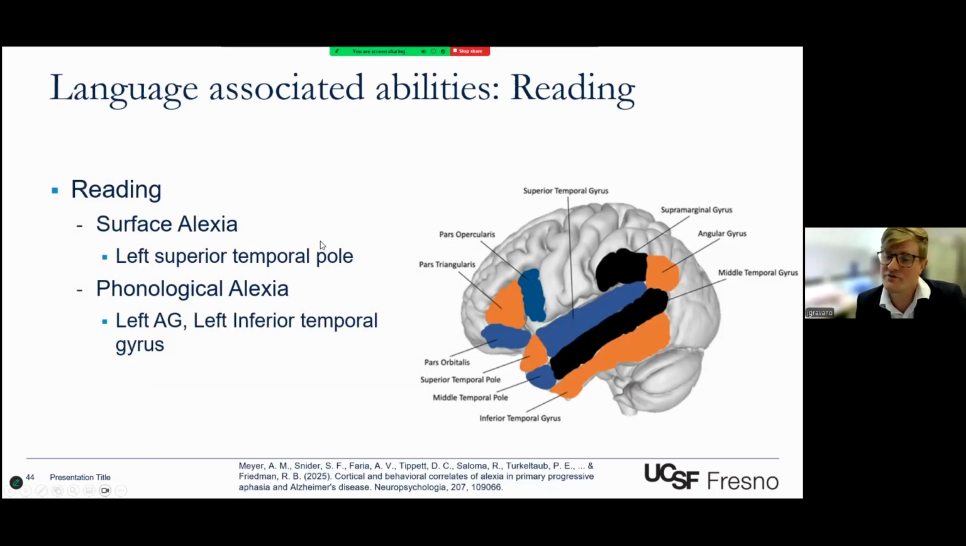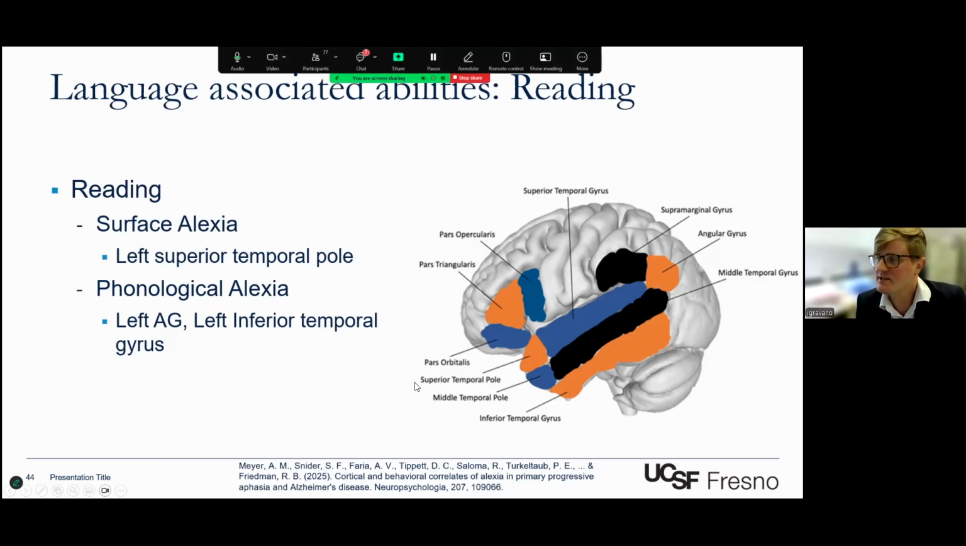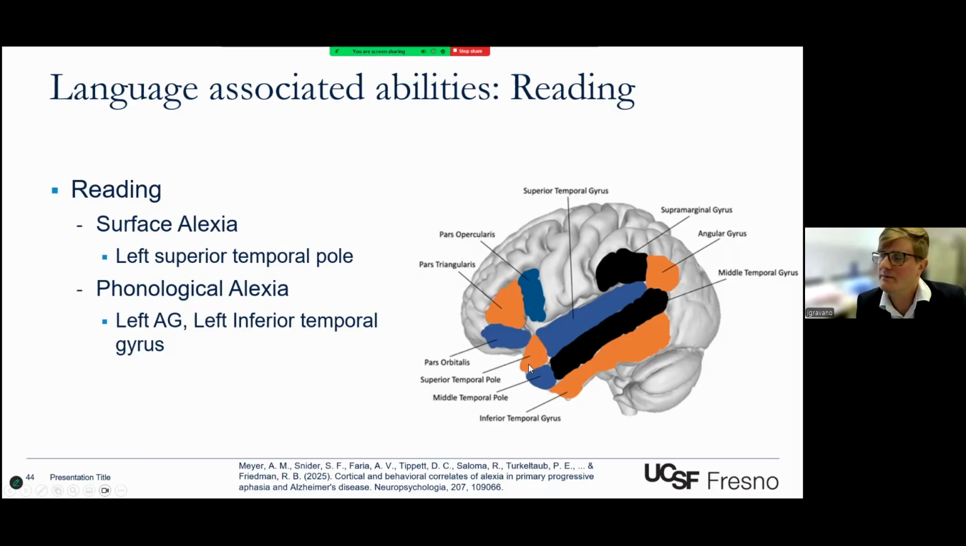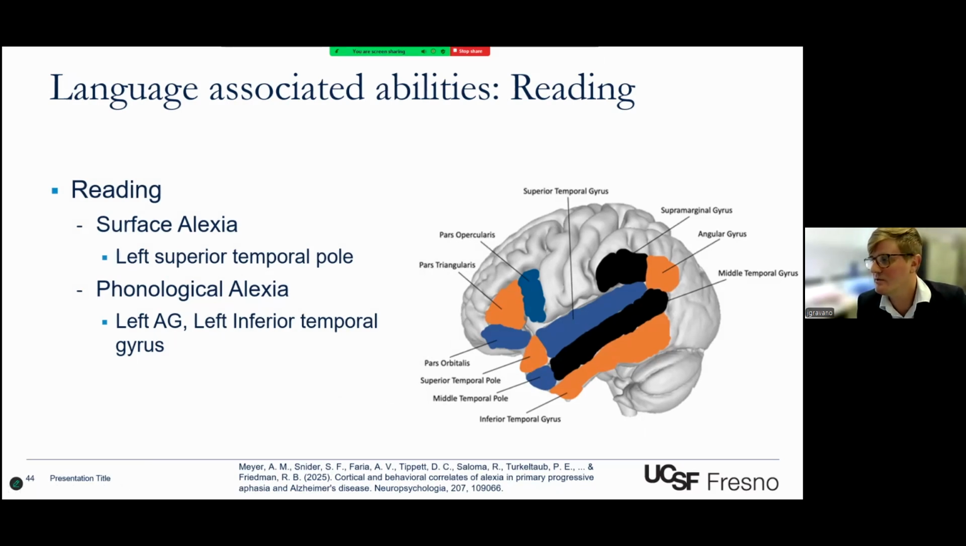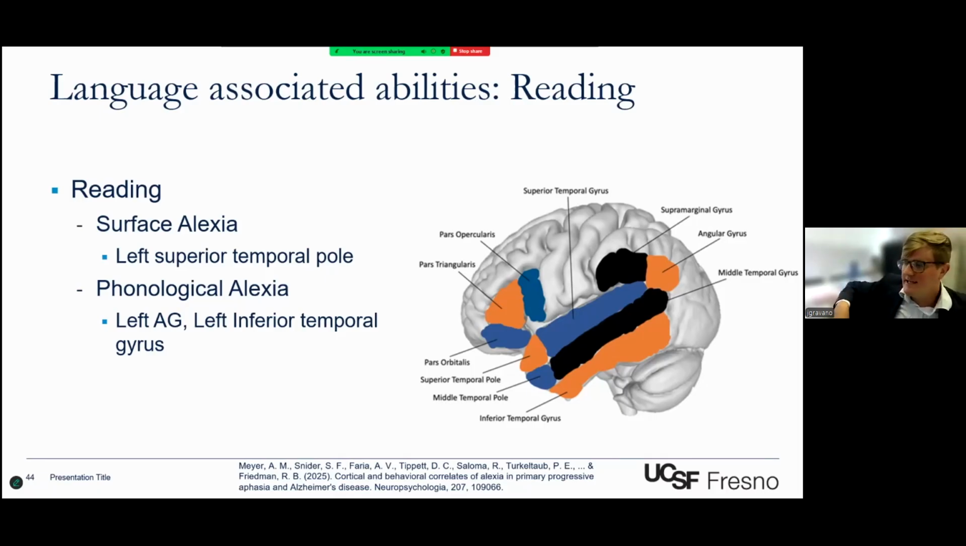Reading, again, a language-associated dysfunction. There's been some investigations in this in primary progressive aphasias. Primarily, the left superior temporal pole here is seemingly related to some of the surface alexia changes that we see, for example, common and a part of the diagnostic criteria for semantic dementia, right? Like reading yacht as yacked.